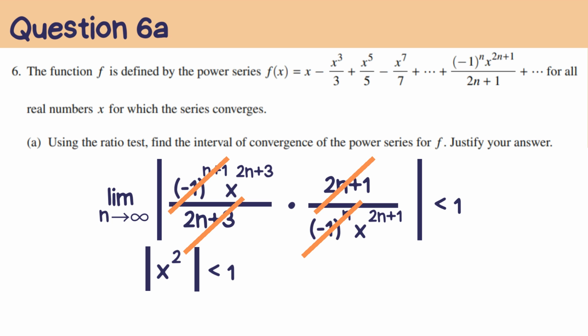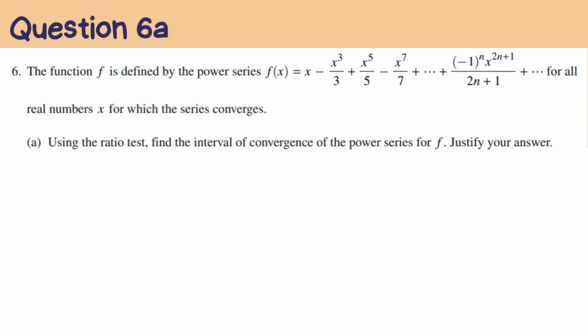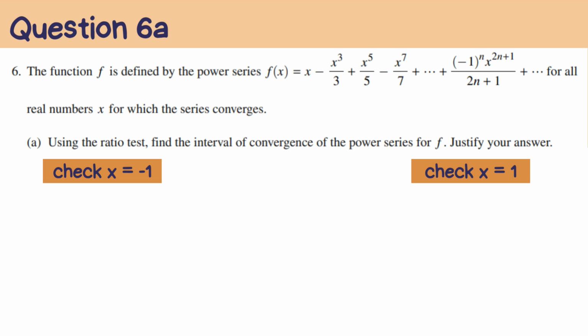And then to get rid of the absolute value, you can make the x squared less than 1, and then x is between negative 1 and 1, since the square root of 1 is just 1. So now we're not quite done yet because we need to check endpoints. So I'm going to make a new page and we're going to check x is equal to negative 1 and x is equal to 1.